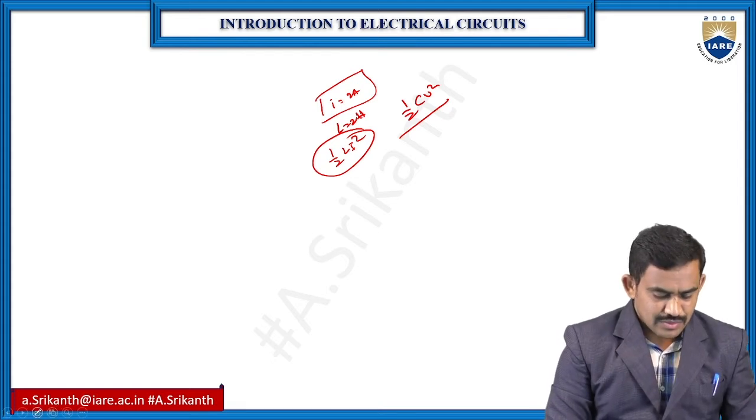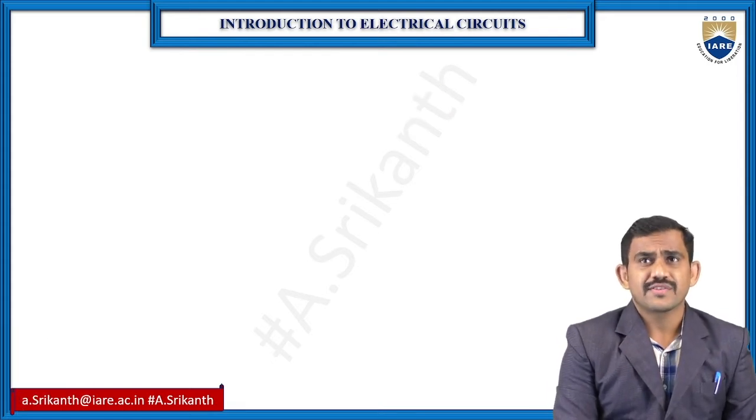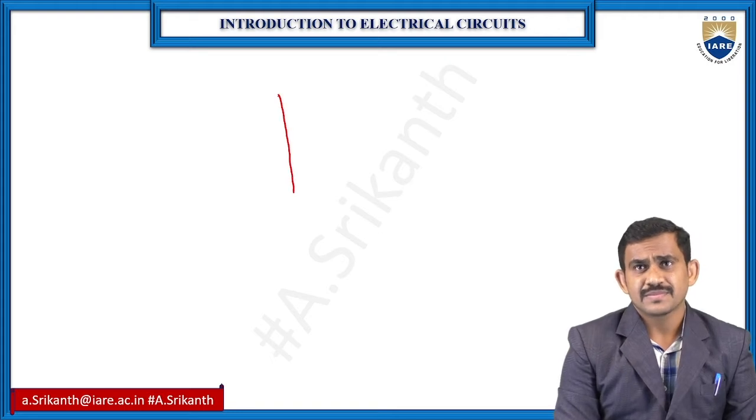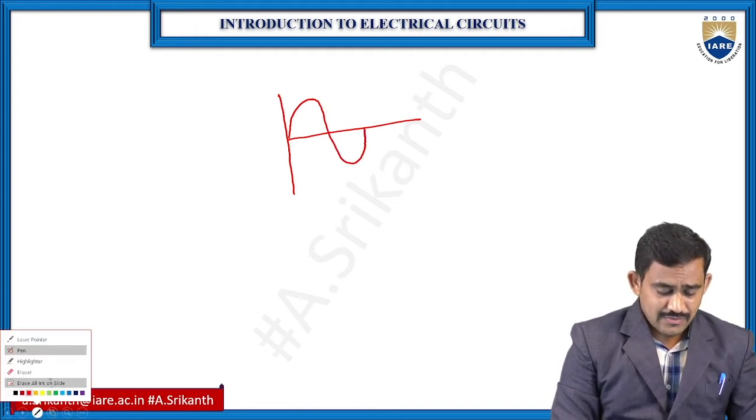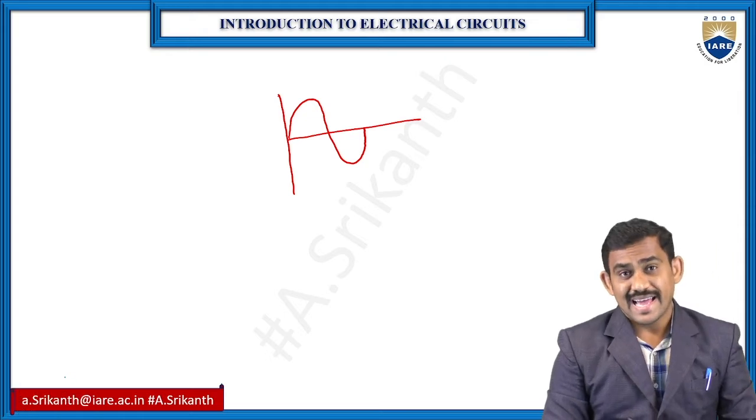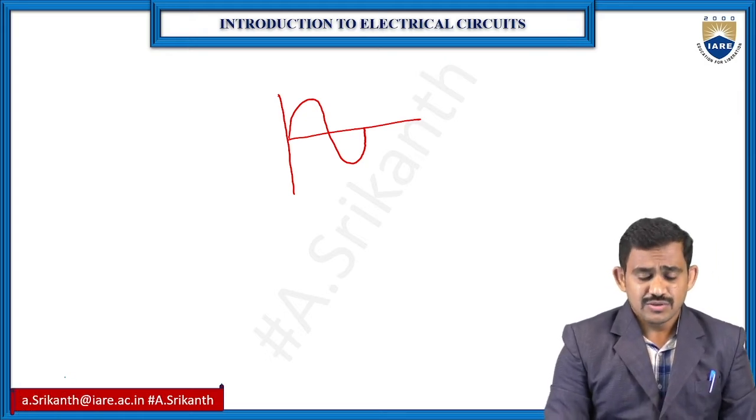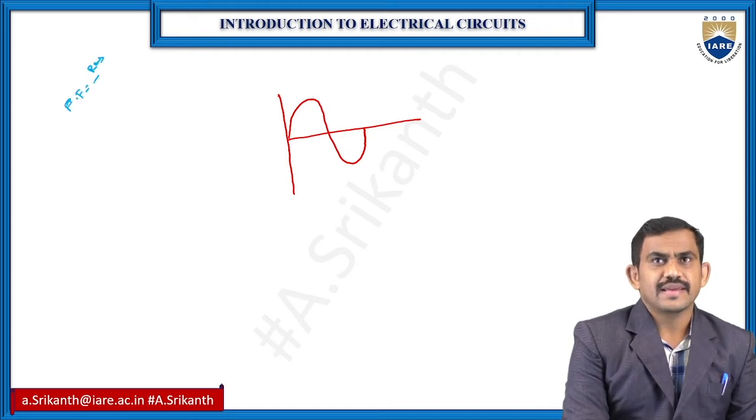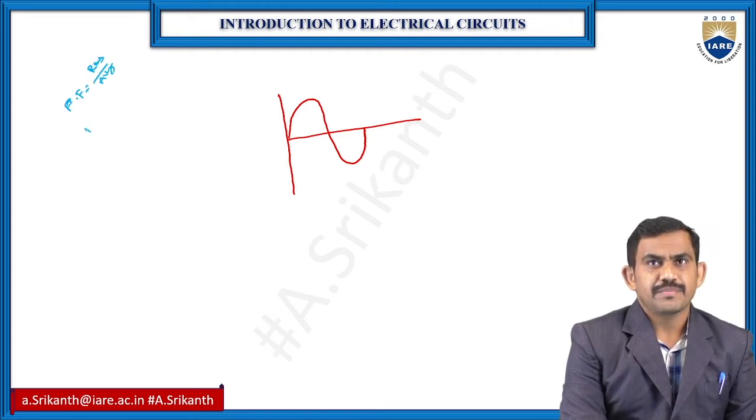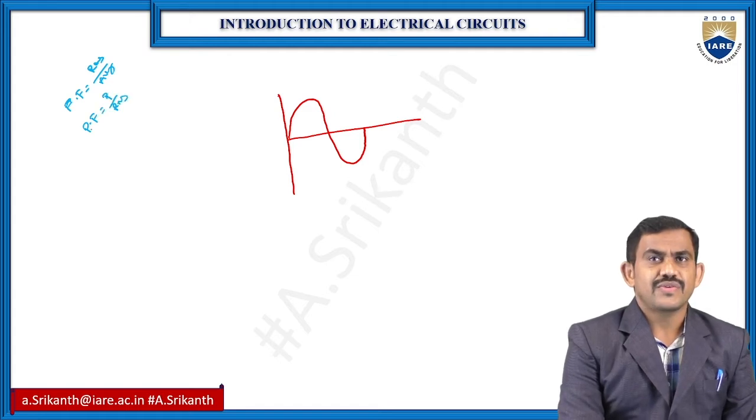And coming to periodic waves, I have a sine wave. For this sine wave, I want to find out the form factor, peak factor, as well as RMS and average values. Form factor means RMS by average, and peak factor is peak by RMS. So for that I require the RMS value and average value.